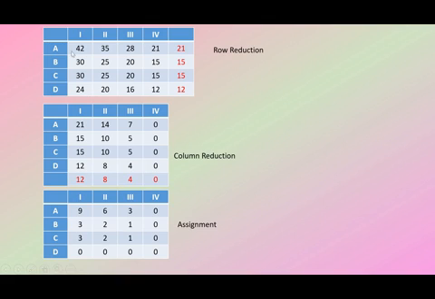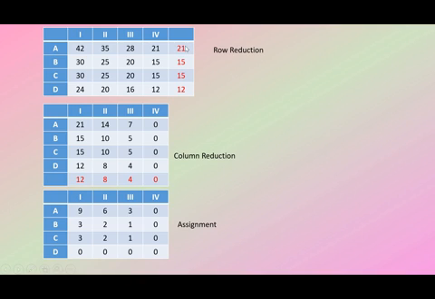So how does row reduction happen? We will have a look. Look at the first row, which is the minimum most element. We have 42, 35, 28, 21. 21 is minimum. 30, 25, 20, 15. 15 is minimum. 30, 25, 20, 15. 15 is minimum. 24, 20, 16, 12. 12 is minimum. So we have noted all the minimum values.